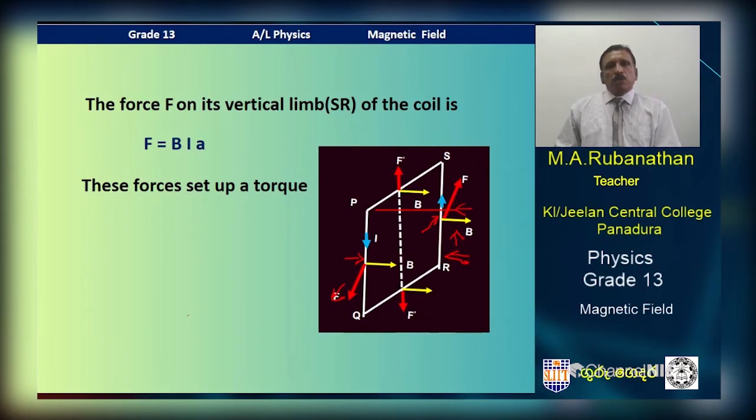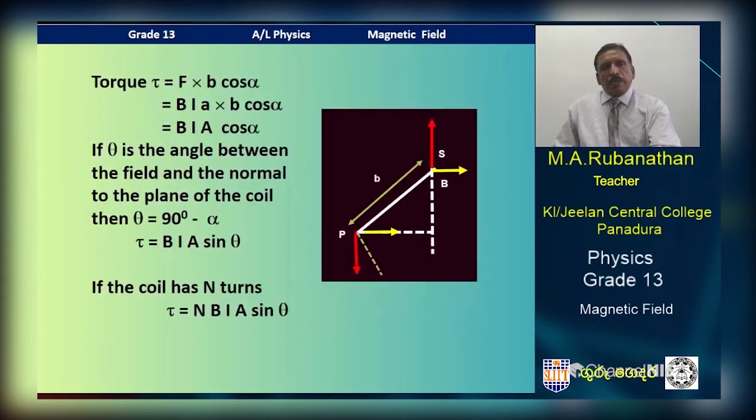Therefore, these two forces make the torque. So first see this picture again. Now we are going to find the equation for the torque. Torque is equal to F into B cos alpha.